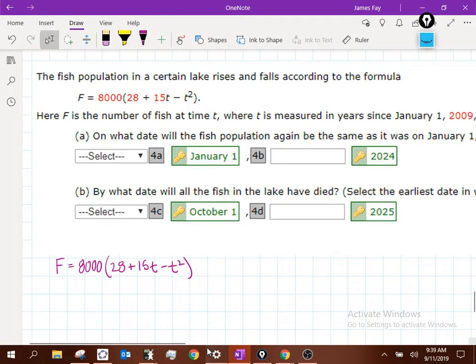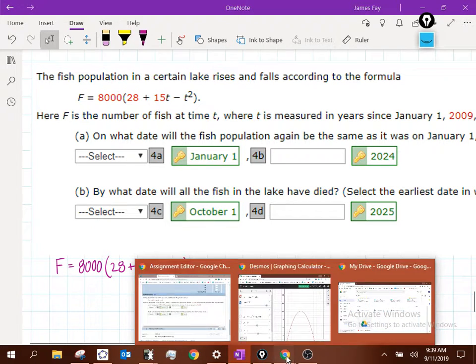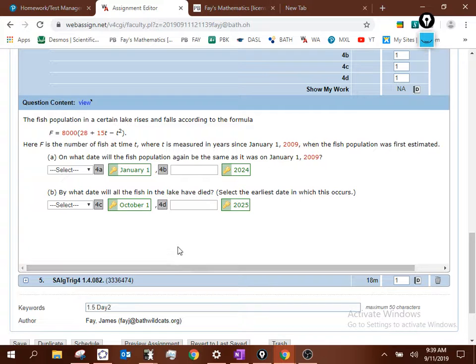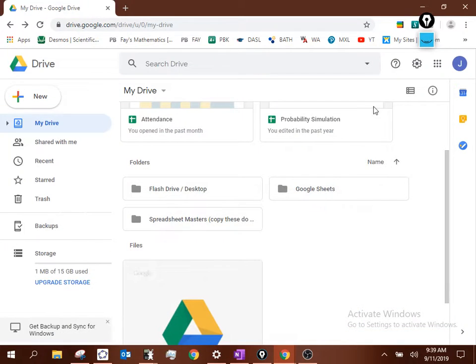I just want to check the question real quick, make sure I haven't left anything out when I cut and pasted this, did I? Okay. So that is what we're doing.